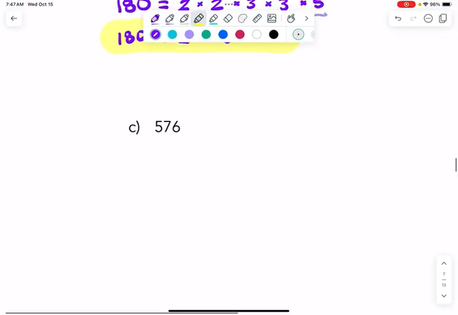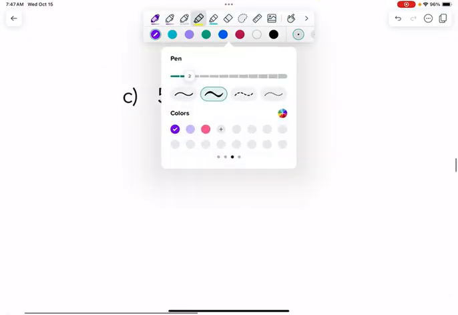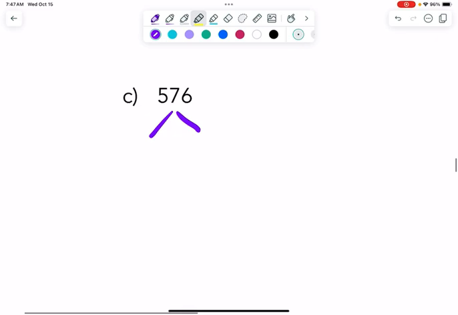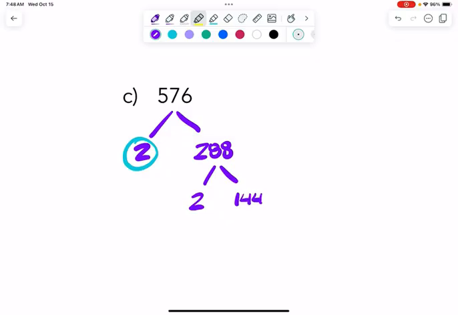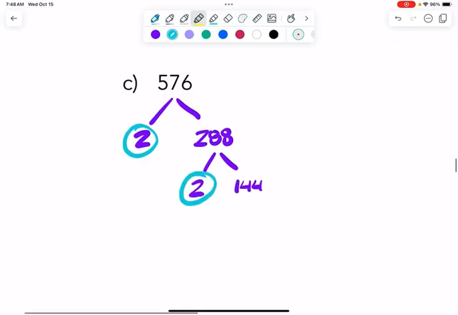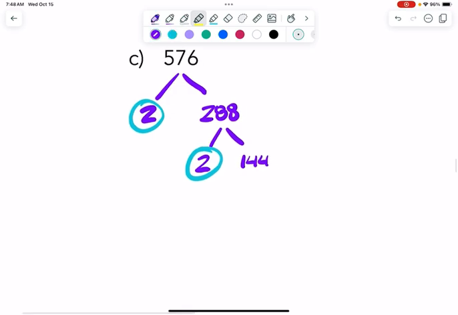Okay, the next one. You might look at 576 and go, I don't know how it breaks down, but I know it's divisible by 2. So I'm going to roll with divisible by 2. And 576 divided by 2 is, in fact, 288. If I don't know this off the top of my head, I could use short division or long division on the side if I needed to. 2 is prime, but 288 isn't. I can keep on splitting that up. I'm going to split it up as 2 and 144. 2, again, is prime. 144 isn't.